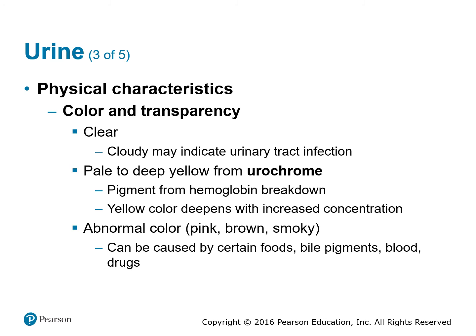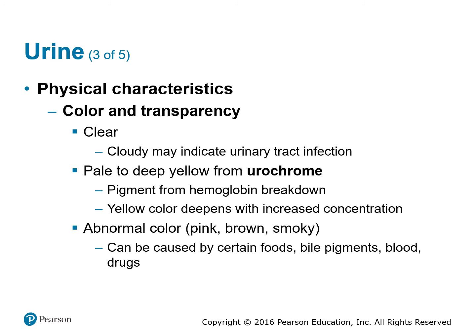So color and transparency of urine will be noted on a urinalysis, or a UA, and they'll talk about it being clear or cloudy. Cloudy indicates UTI. Pale to deep yellow, from urochrome, okay, urine color. Pigment from hemoglobin, so you did that hemoglobin quiz in a video before, okay? So the heme breakdown.